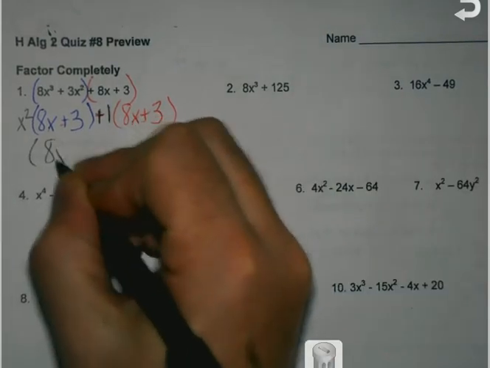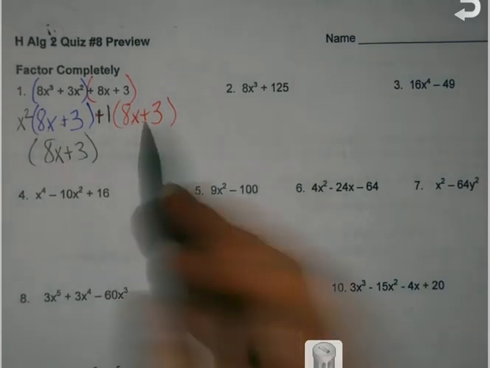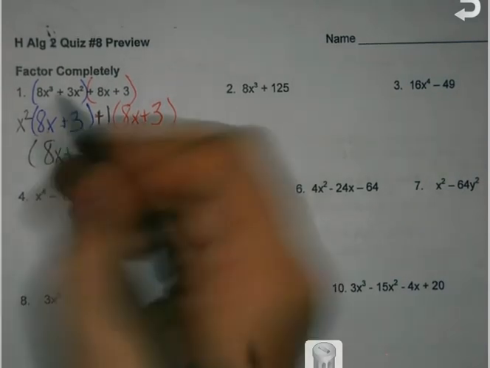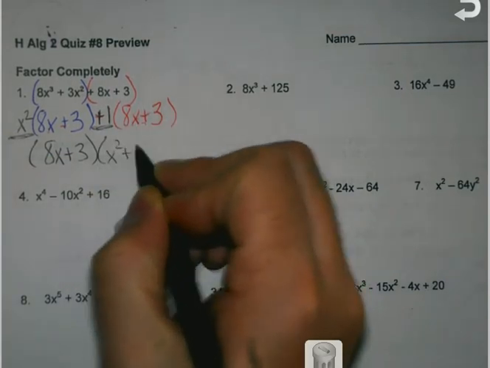So again, my solution then becomes my common quantity, but again, write it once. And then my greatest common factors.